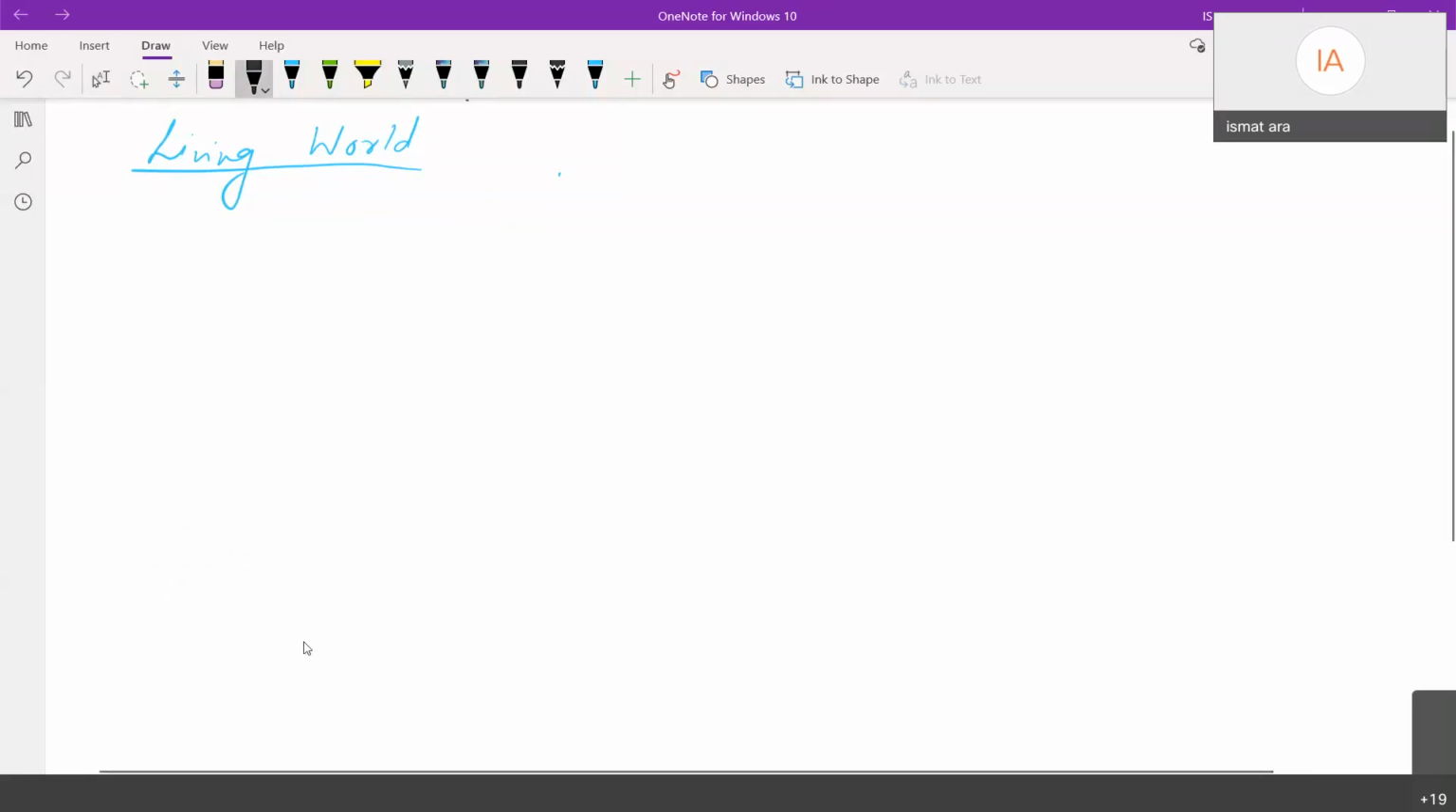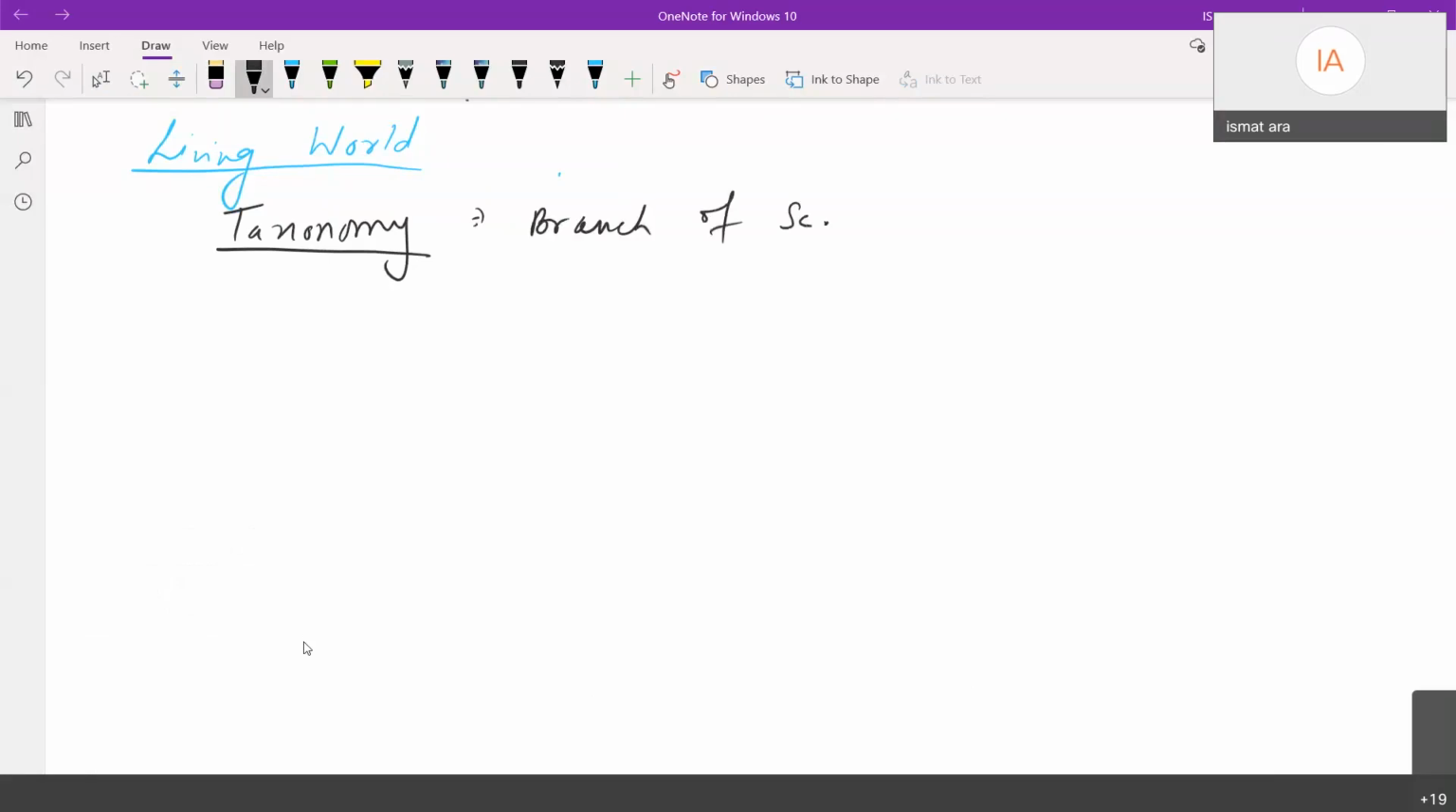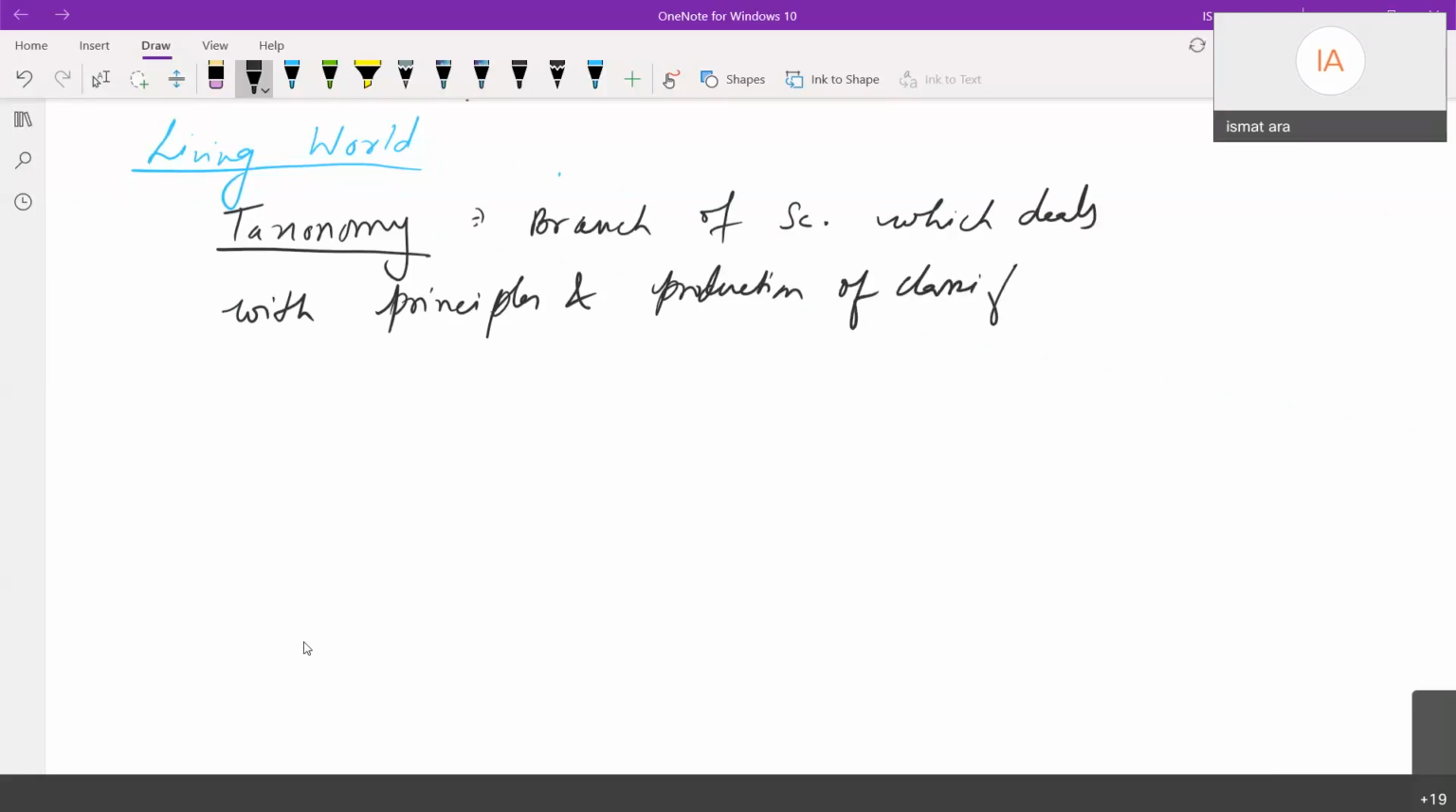Taxonomy. What is taxonomy? It is the branch of science which deals with the principles and procedures of classification. Now, these 3 points are very, very important for any exam.